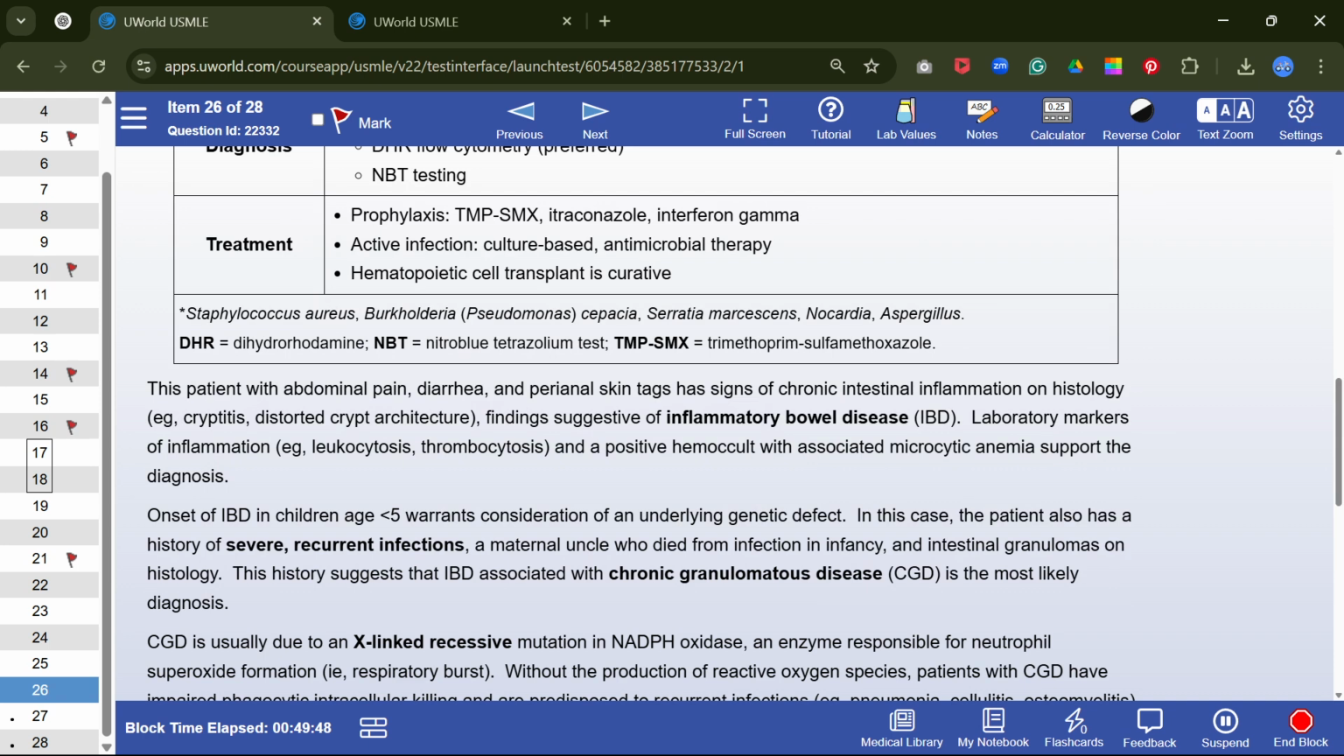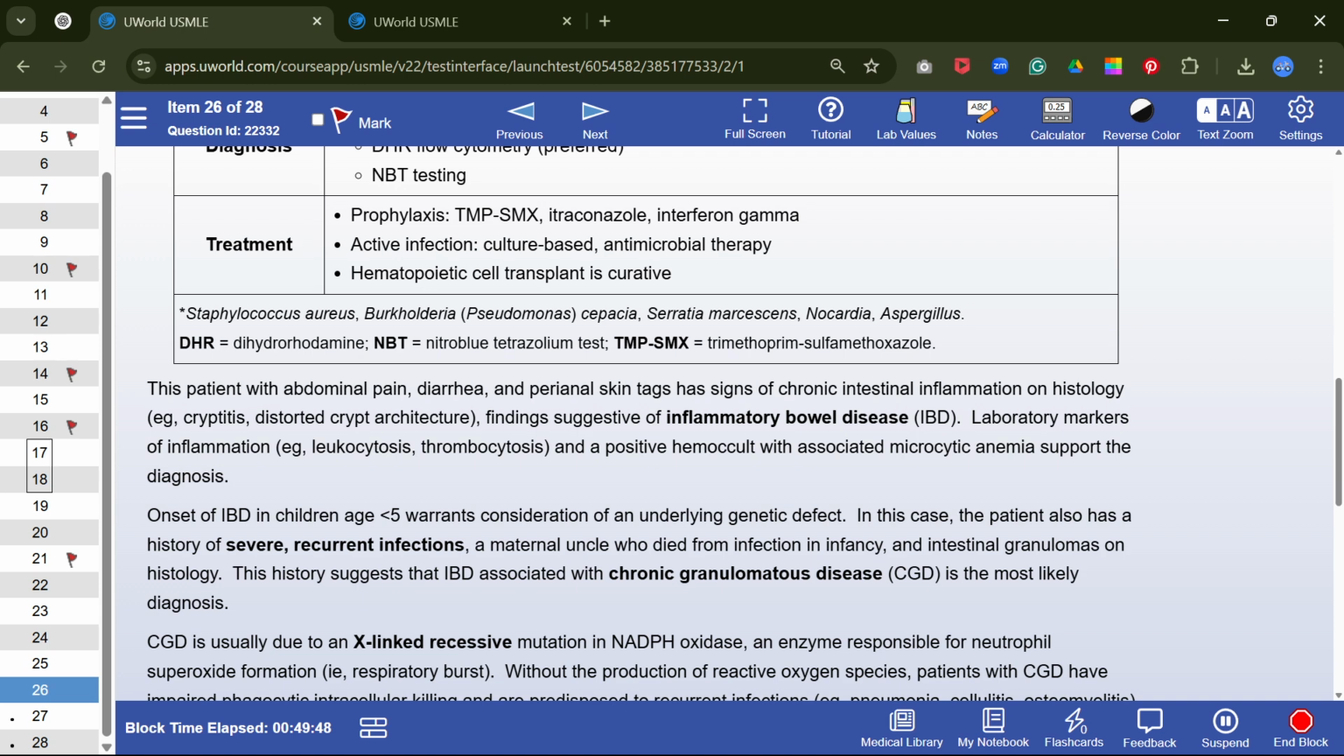This patient with abdominal pain, diarrhea, and perianal skin tags has signs of chronic intestinal inflammation, with histology showing cryptitis and distorted crypt architecture, findings suggestive of inflammatory bowel disease. Lab markers of inflammation, leukocytosis, thrombocytosis, and a positive hemoccult with associated microcytic anemia support the diagnosis. Onset of inflammatory bowel disease in children aged less than 5 warrants consideration of an underlying genetic defect.